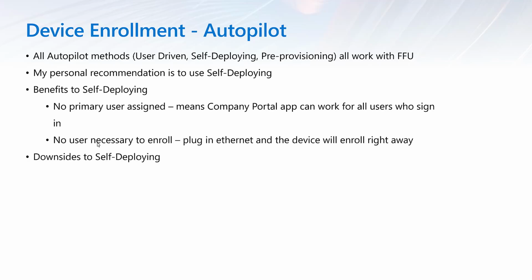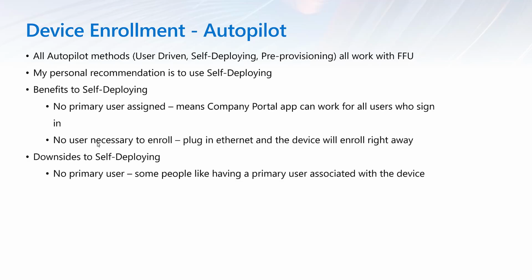So enrollment is fast. Now the downsides to this are that there is no primary user. So that's a benefit, but it's also a downside. Because some customers like having a primary user associated with the device. They like going into the Intune portal and seeing the primary user that's associated with it. But oftentimes what happens with primary users is that the primary user that's flagged in the system in Intune isn't necessarily the user that's actually using the device today. Sometimes that could be an IT admin. That could be a site technician. But it's not always going to be the person that is actually using the device right now. So the primary user by itself isn't necessarily a good way of identifying who actually owns or is using the machine.